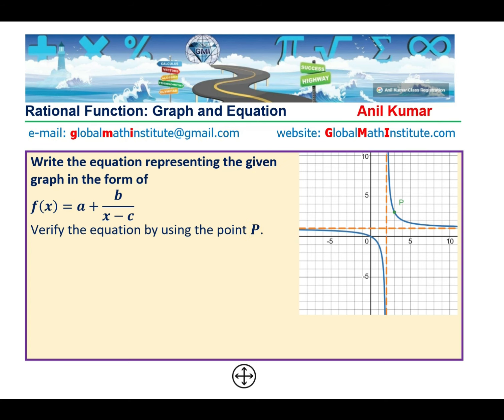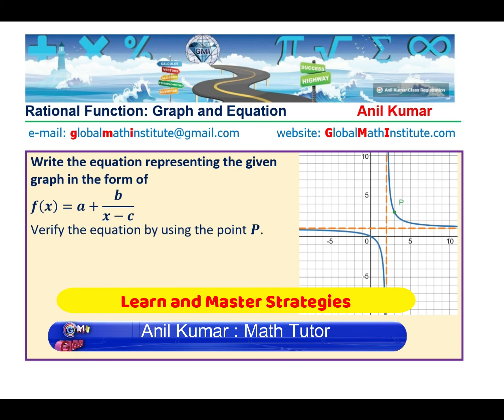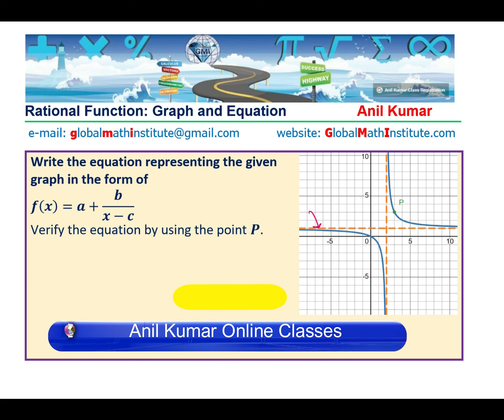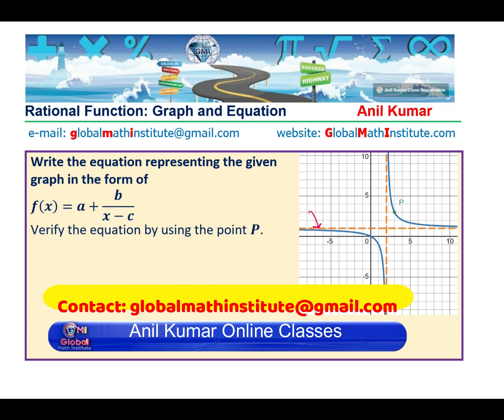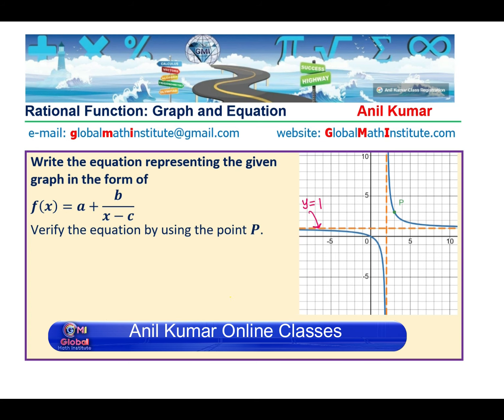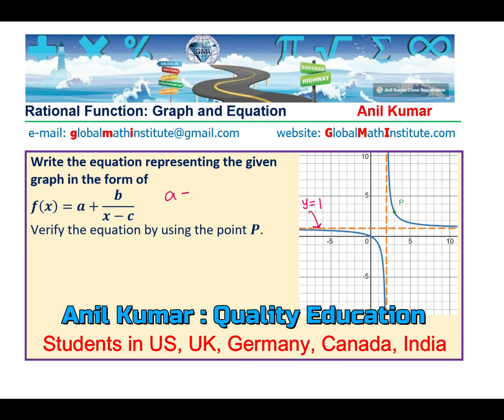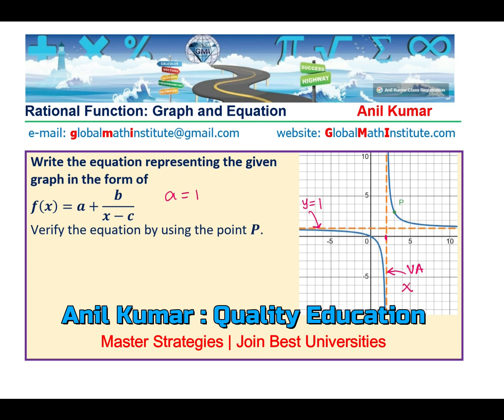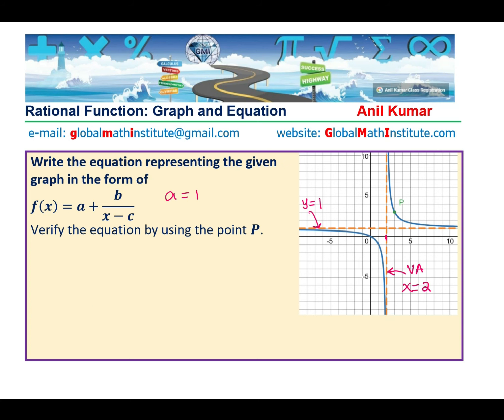Let's now begin with the very first graph. When you look at a graph, what you need to do is identify the horizontal asymptote. In this case, you can see that the horizontal asymptote is y equals 1. And clearly, that gives you a value of a equal to 1. Now you identify the vertical asymptote. The vertical asymptote, as you can see, is x equals 2. It is a vertical line, and that means the value of c is equal to 2.